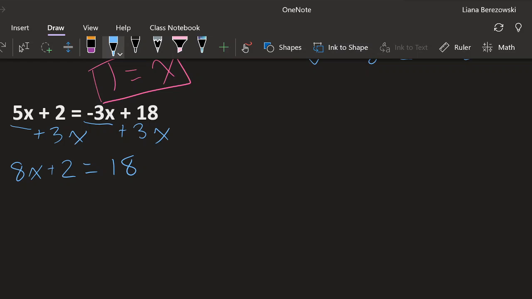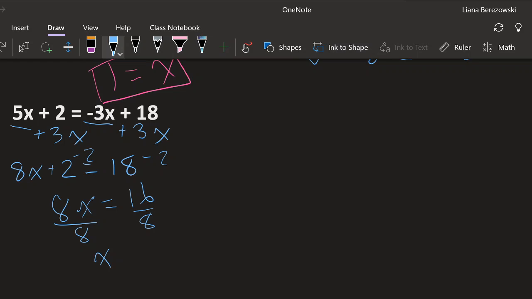I want to move that 2 to the other side of the equation. So the opposite of adding 2 is subtracting 2. So I'm going to do that. That leaves me with 8x on the left, 18 minus 2 on the right, which is 16. And then I'm going to divide both sides by 8.